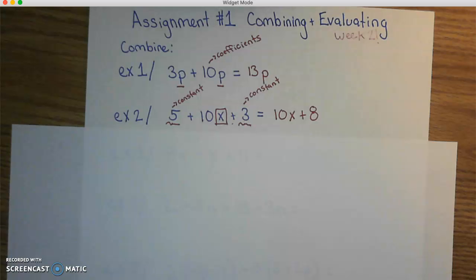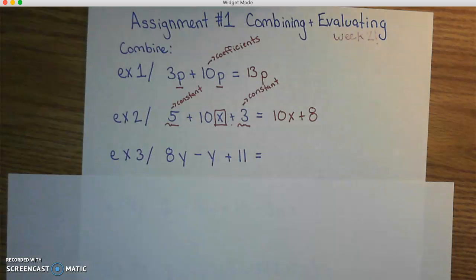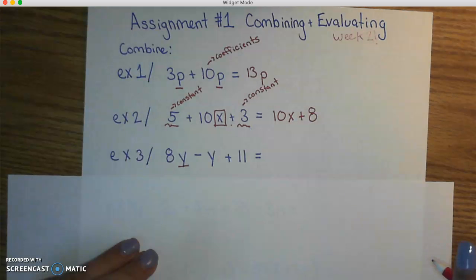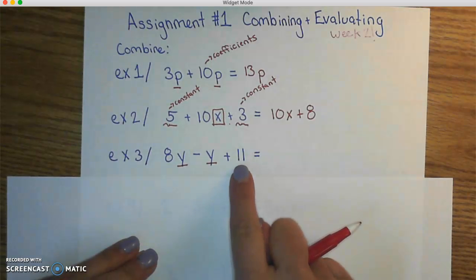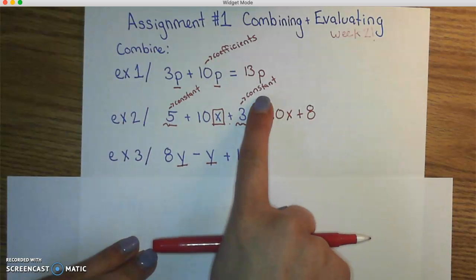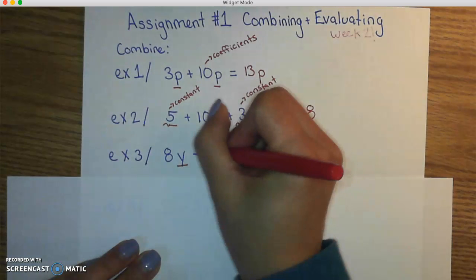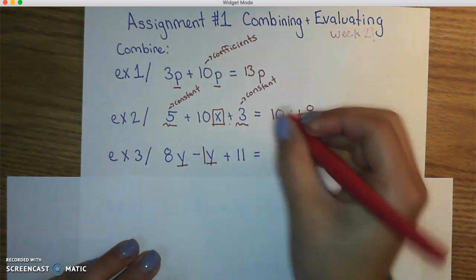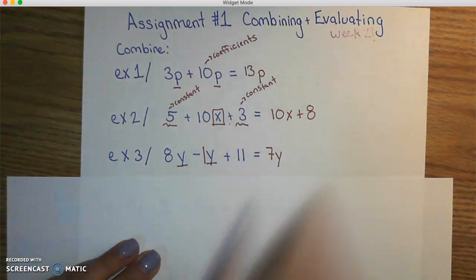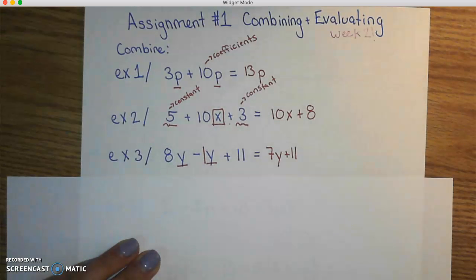All right, let's make it a little more difficult. This time, 8y minus y plus 11. 11 is a constant. If there's no coefficient in front of y, what is it? It's a 1. So this is 8y minus 1y leaves me 7y plus 11. There's no other constants.